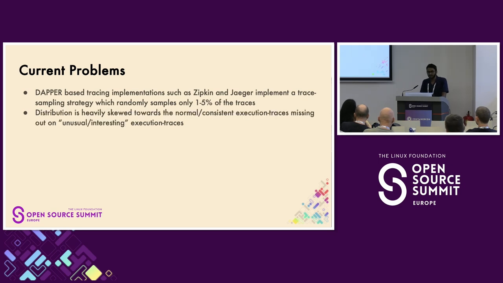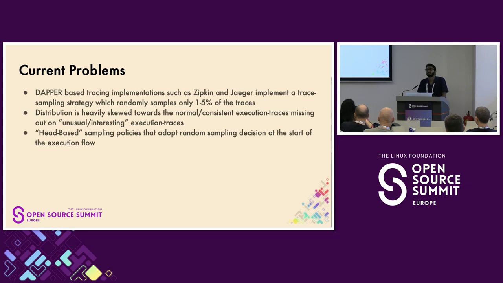The second problem is the distribution. Today, when we say we are sampling, say 1 to 5% of the traces, it's pretty random. It's random sampling that may or may not capture the trace of interest when an issue occurs. And if it does not, then we are in a soup as to how we solve the issue.